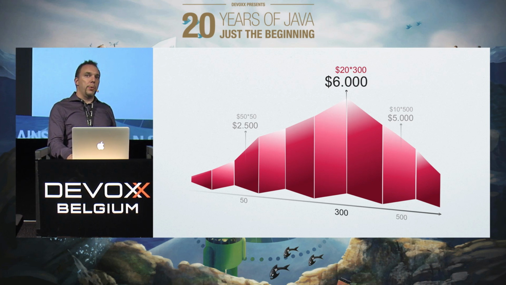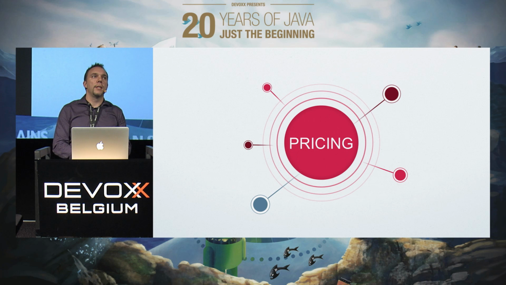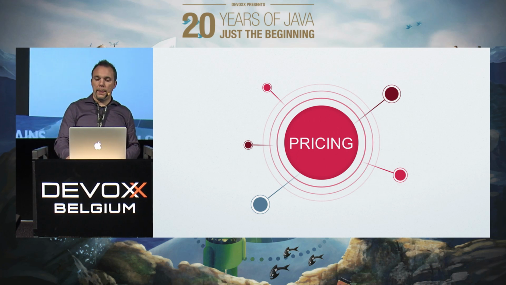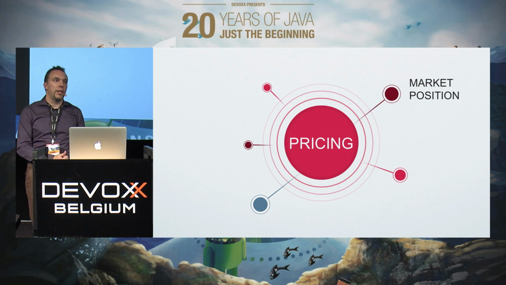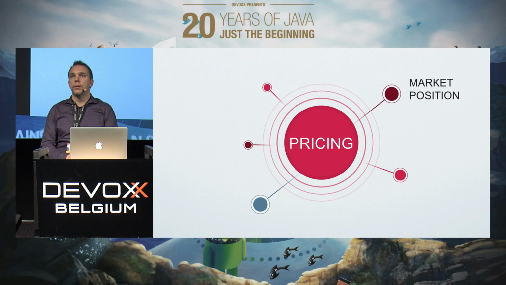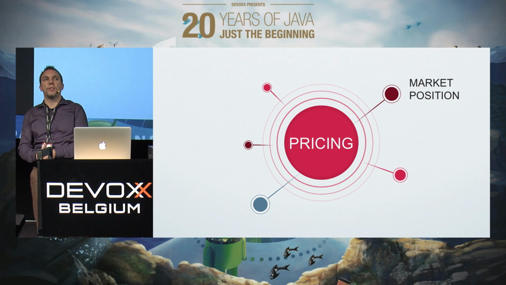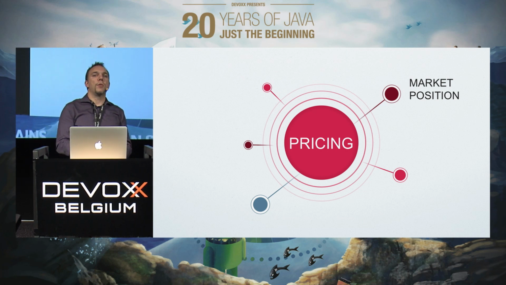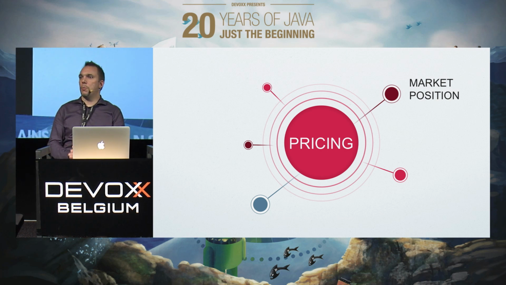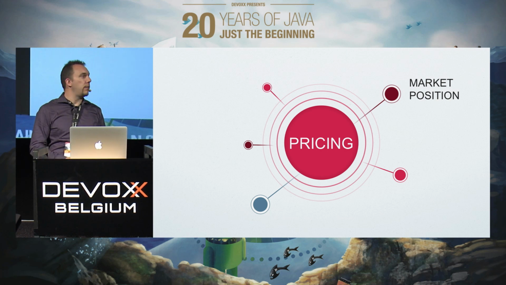Why is pricing so important? Because pricing determines an awful lot of things in your business, right? Pricing determines your market position. You could be considered cheap, you could be considered expensive. Purely based on the pricing alone, you would consider Apple being a pretty premium and expensive brand. And that's also how they put themselves in the market, that's how they position themselves.